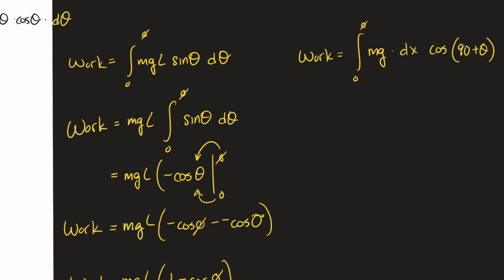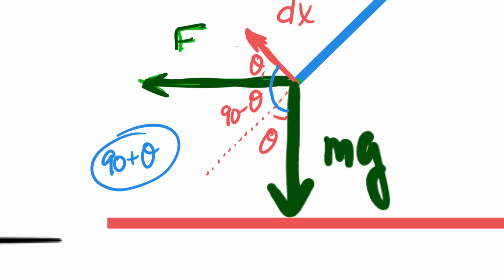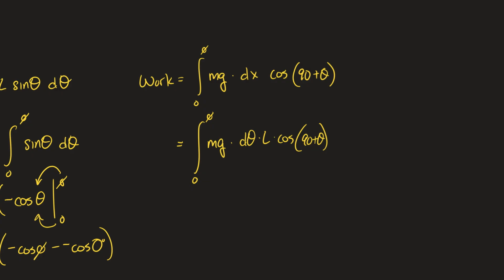Good. This equals, I'm going to do the same substitution I did before. I'm going to write this as mg times d theta times L times the cosine of 90 plus theta. That okay? There is a trig identity for the cosine of 90 plus theta. Yes, Matthias. Why is it 90 plus theta, not 90 minus theta? Somebody want to give me a trig identity?